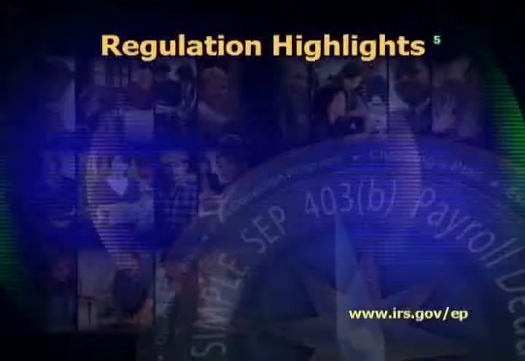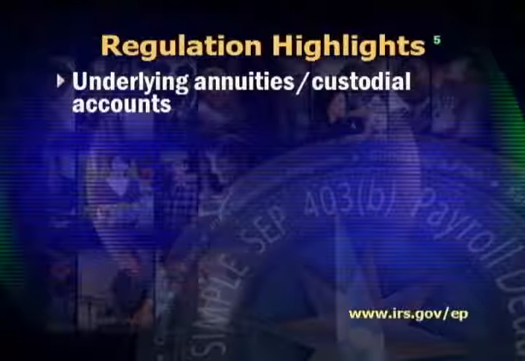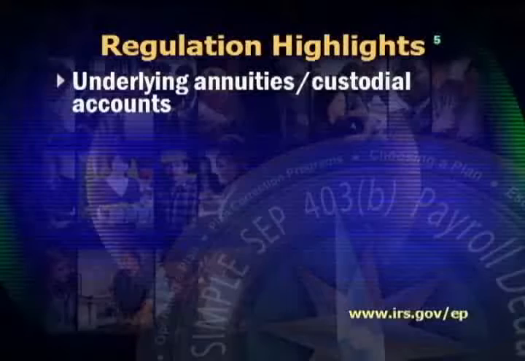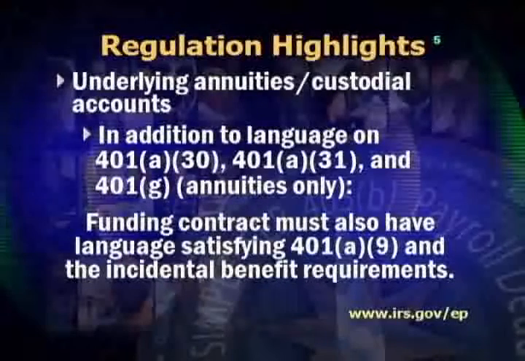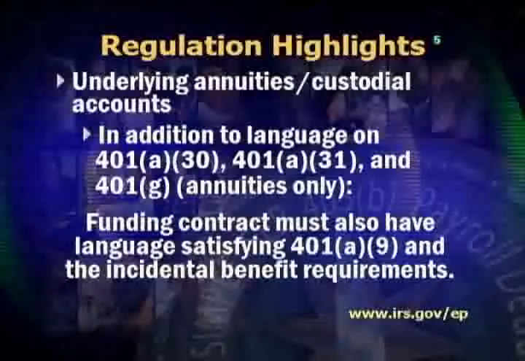Now, these two new requirements are going to pertain to both types of programs, annuities and custodial accounts. In the annuities and custodial accounts, we are going to require form language as to compliance with what we call the required minimum distribution language of 401(a)(9) of the Internal Revenue Code, as well as containing language that satisfies the incidental benefit requirement of the Internal Revenue Code, should the annuity or custodial account offer an incidental benefit.